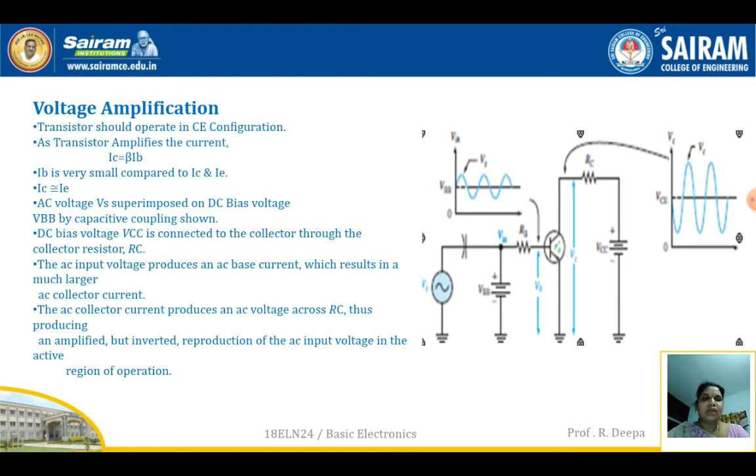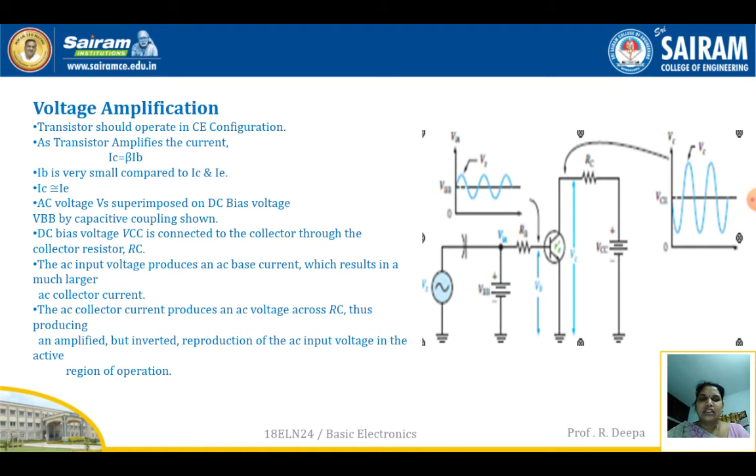Since it is in common emitter configuration, the emitter terminal is grounded and the collector terminal is supplied with a voltage source VCC with the help of collector resistance RC. You can observe the input voltage to the base of the transistor is represented as VB. The input AC voltage applied to the base of the transistor is drawn above the circuit diagram. The input AC voltage is superimposed on the bias voltage VBB and is shown in the form of a graph above the circuit diagram.